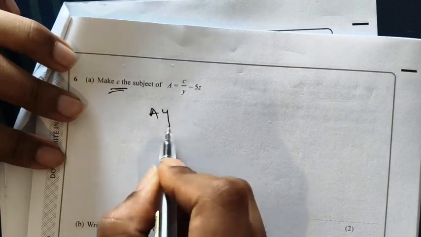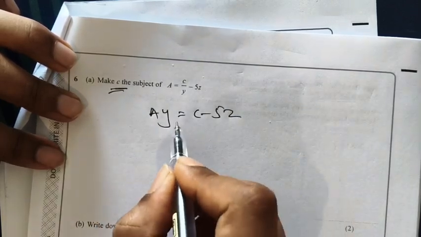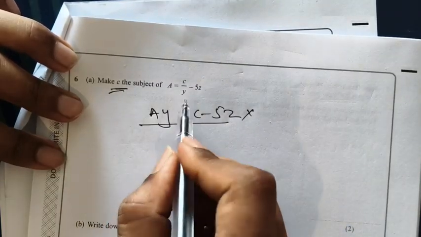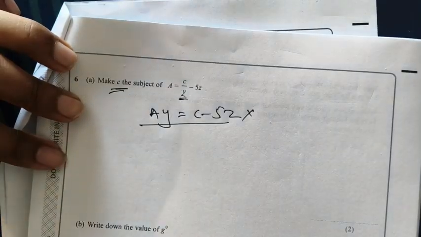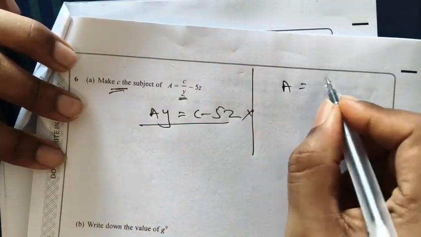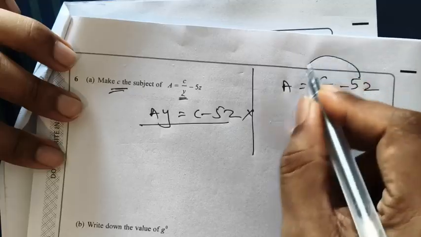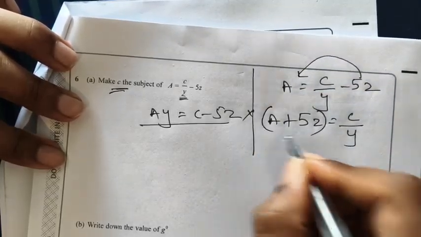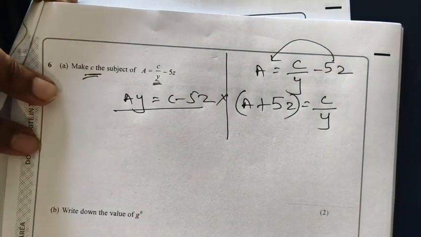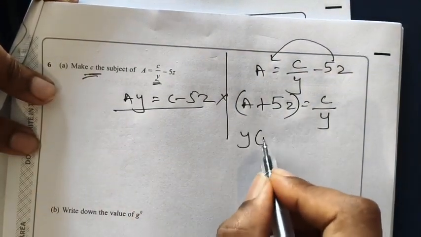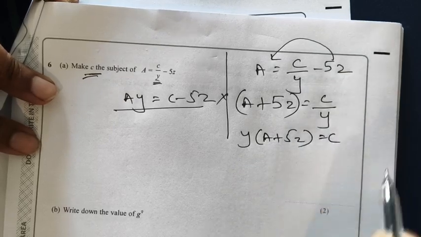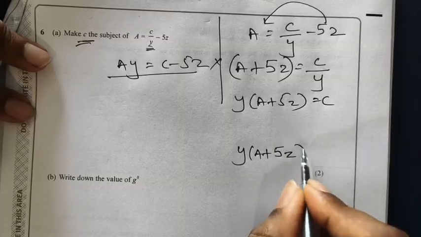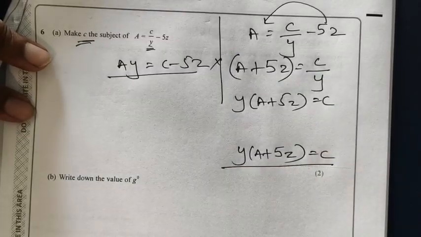So obviously AY is equal to C minus phi Z, correct? People start with this and then they make a mistake. No, it is not like that, because Y is a common denominator here, correct? So the right approach is, if A is equal to C upon Y minus phi Z, get phi Z here first. A plus phi Z is equal to C upon Y, correct? Put a bracket immediately so that you know it is a separate entity, and hence C will be equal to Y into A plus phi Z. Do not forget to write the answer here. Y into A plus phi Z is equal to C, and I'm ready with it.